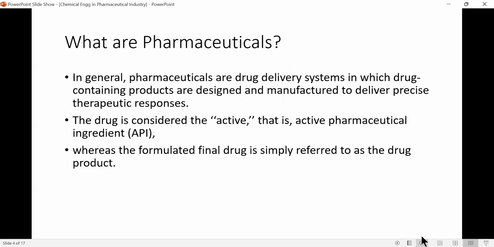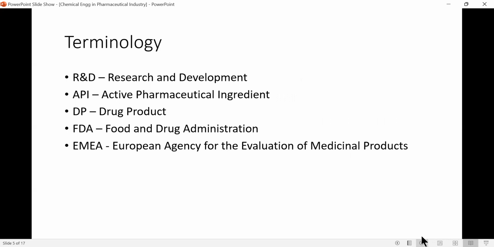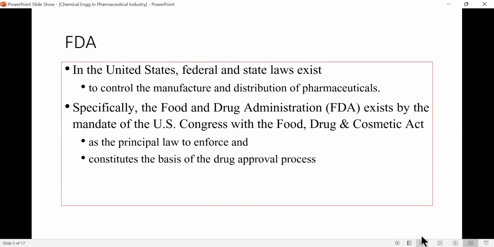In general, what are pharmaceuticals? Pharmaceuticals are drug delivery systems in which drug-containing products are designed and manufactured to deliver precise therapeutic responses. Here, therapeutic means which heals, right? The drug is considered the active, that is the active pharmaceutical ingredient, whereas the formulated final drug is simply referred to as the drug product. So the basic terminology here: R&D means research and development, API means active pharmaceutical ingredient, DP is drug product, FDA means Food and Drug Administration, EMEA stands for European Agency for the Evaluation of Medicinal Products.